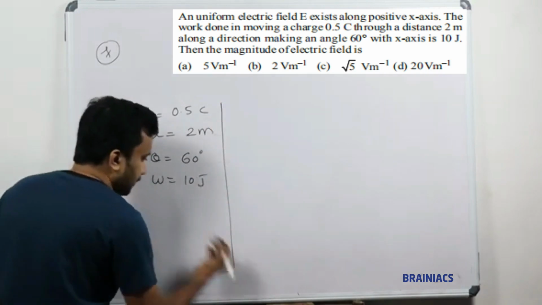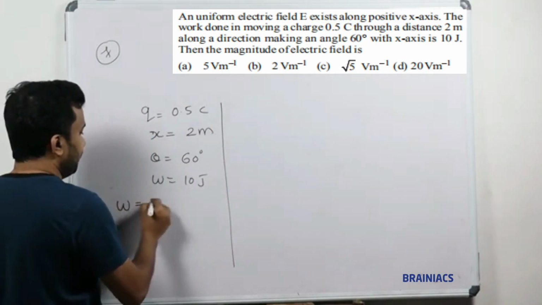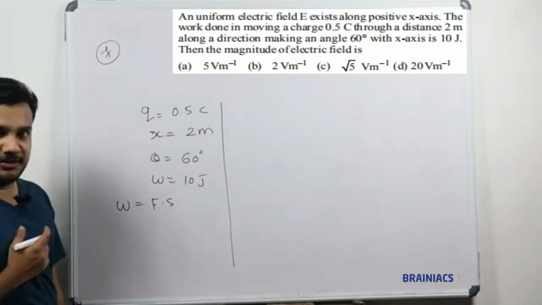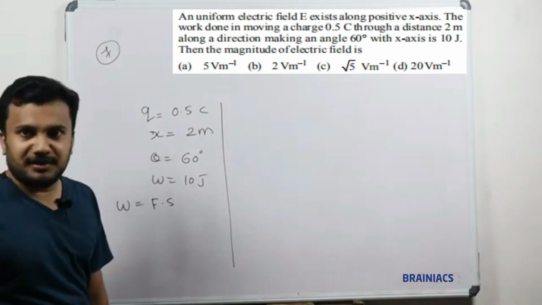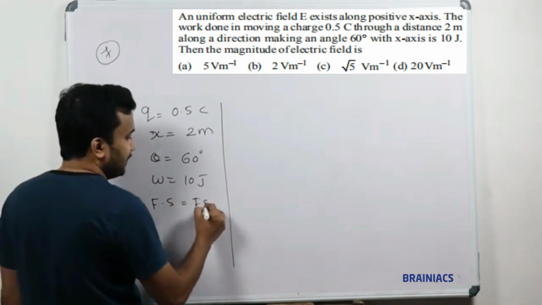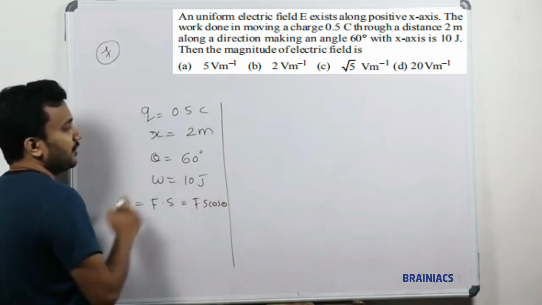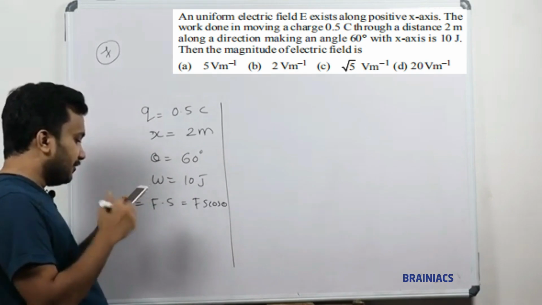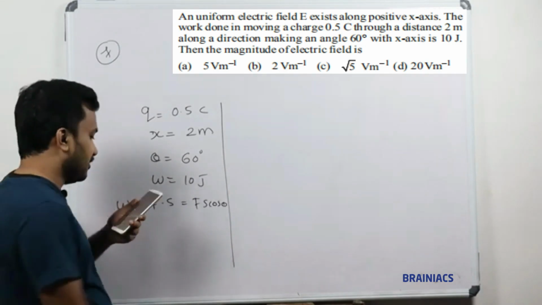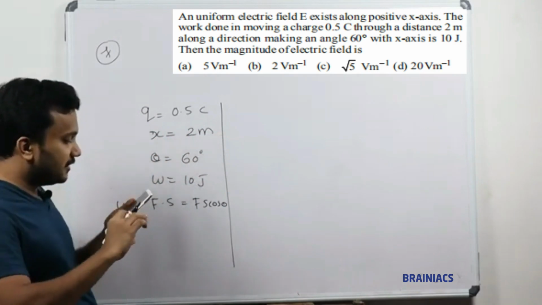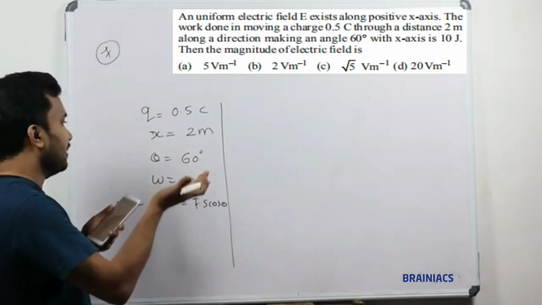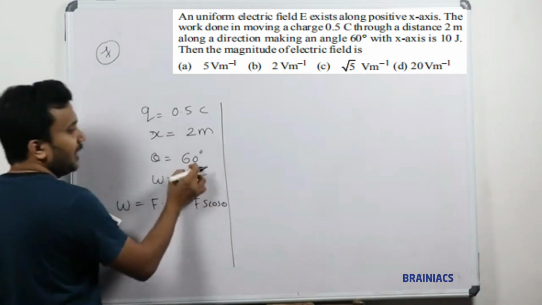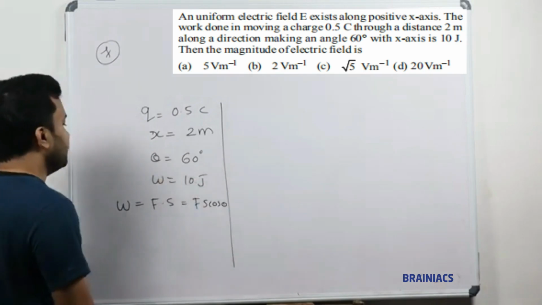So what is work? General formula: work will be equal to F dot S. This we normally learn in our work, power, energy chapter, right? Force into displacement. In school also we learn the same story. So what is F dot S? F into S cos theta, where theta is the angle between force and displacement. The work done in moving the charge 0.5 coulomb through a distance 2 meter along the direction making an angle, which means the force with respect to the direction of displacement makes an angle equal to 60 degree. So that is given there.